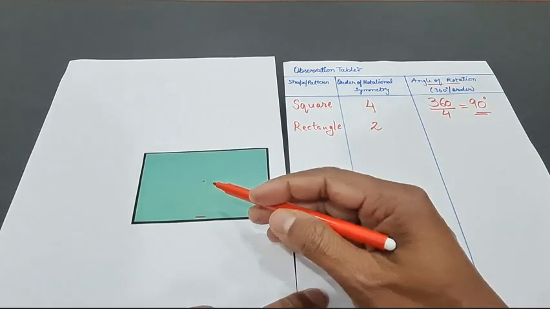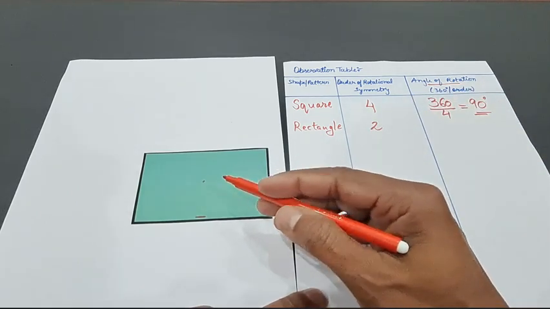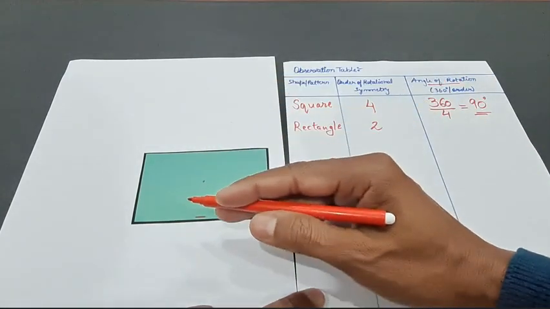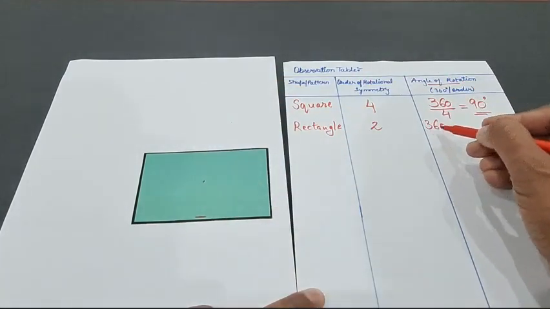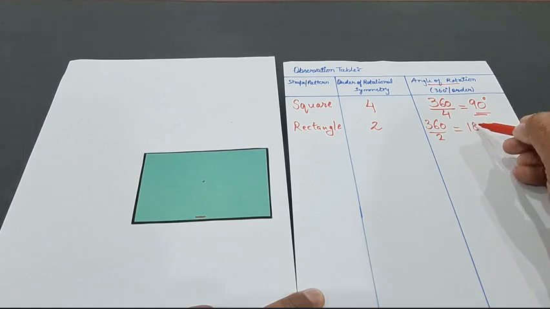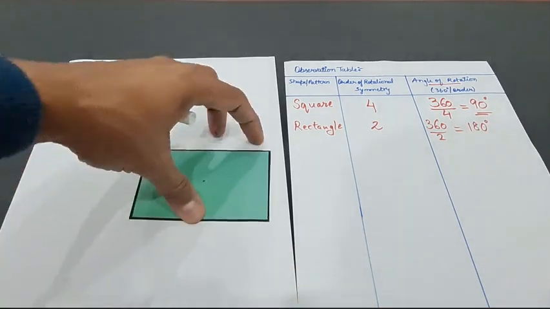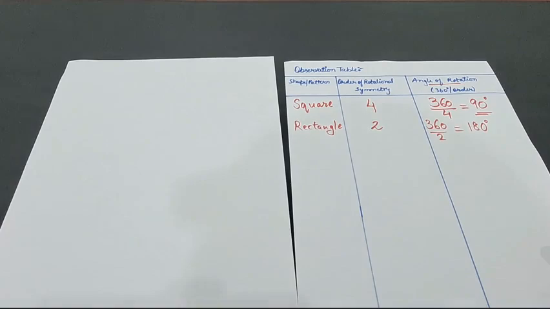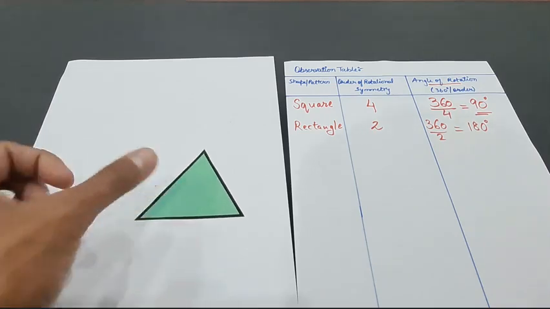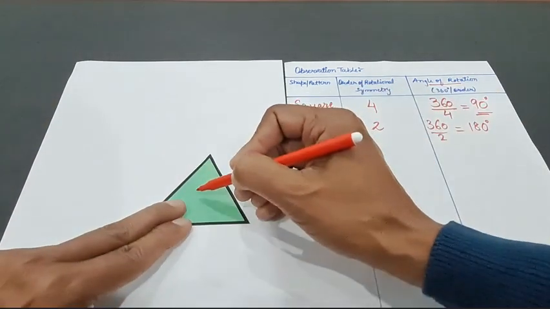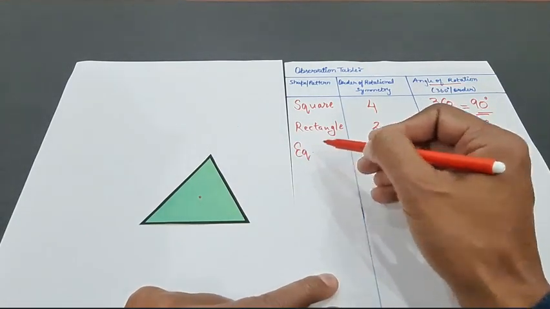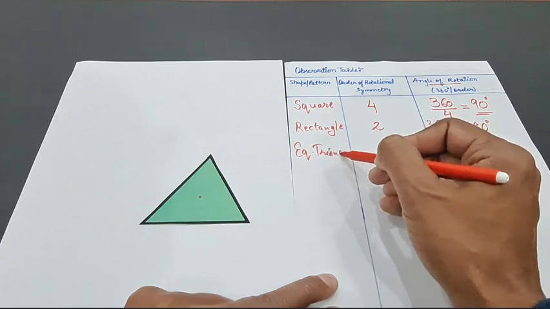Why? Because this shape was attained 2 times on a complete rotation of 360 degrees. So if you divide 360 by 2, you will get the angle of rotation in case of a rectangle, that is 180 degrees. Likewise, if you have the third figure, which is an equilateral triangle, you can pin this equilateral triangle across the center and write in the observation table: equilateral triangle.